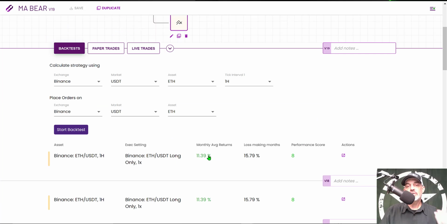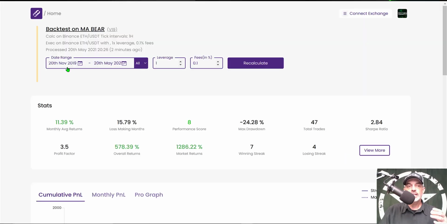Now the backtest is finished, and the results show monthly average returns of almost 11.5%, loss-making months of just around 16%, and a performance score of 8. Overall, an 8 is a good performance score. Now, we want to see some more details on how this bot actually performed, so we'll click on this Actions box. The results on this backtest are from November 2019 to May 2021. Those results include the current bull market.